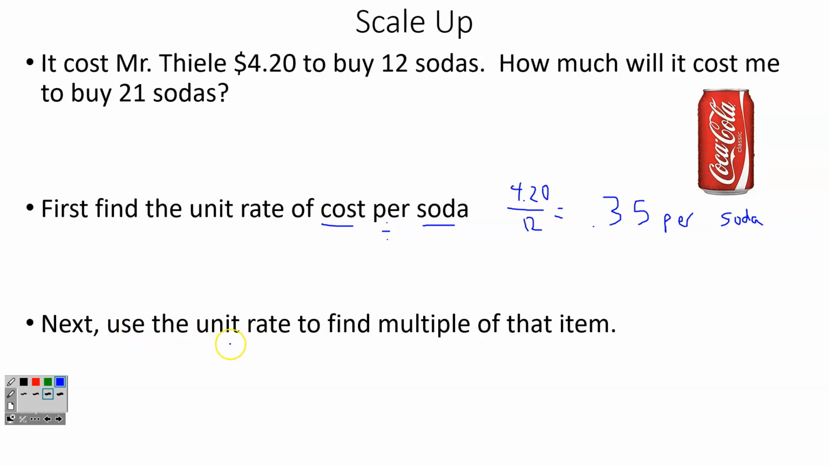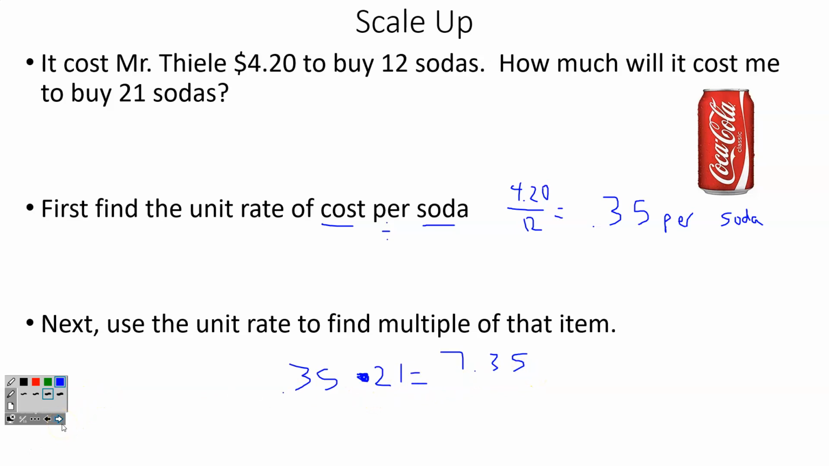So the next step is to use that unit rate to find multiples of that item. So we're going to take that 0.35 and now we're going to multiply by how many sodas I want to buy, which is 21. So I would do my unit rate, which is 35 cents, times 21, and that's going to give me an answer of $7.35. So for 12 sodas, it was $4.20, which makes it 35 cents per soda. For 21 sodas, it's going to cost me $7.35.